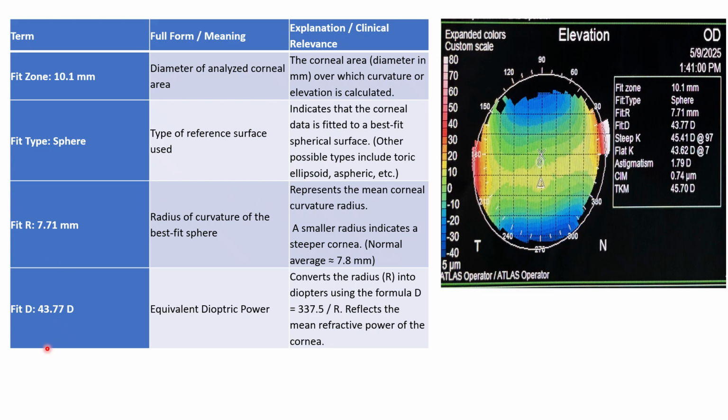Then we have fit R and fit D. Fit R is the radius of curvature of the best fit sphere, and the smaller the radius, the steeper the cornea. Then we have fit D. Fit D is dioptric power. It has a formula: the dioptric power is equal to 337.5 upon R. From this, we can calculate the refractive power of the cornea. If we have to calculate the dioptric power from the radius of curvature, we can use this formula. Dioptric power is equal to 337.5 upon radius of curvature.